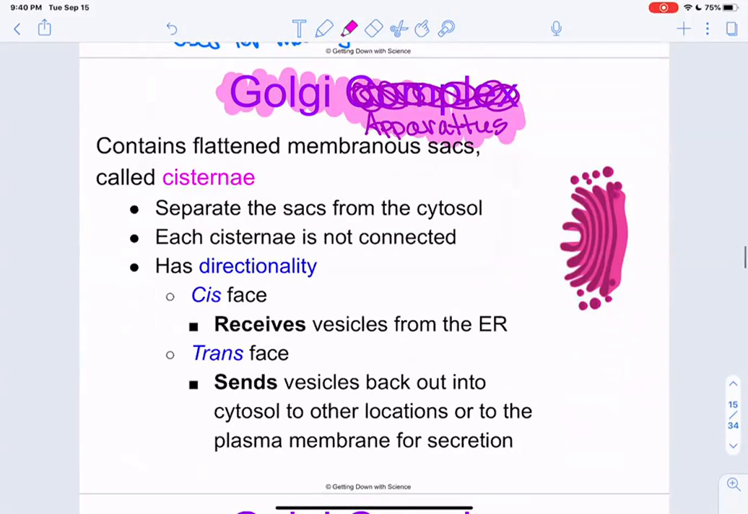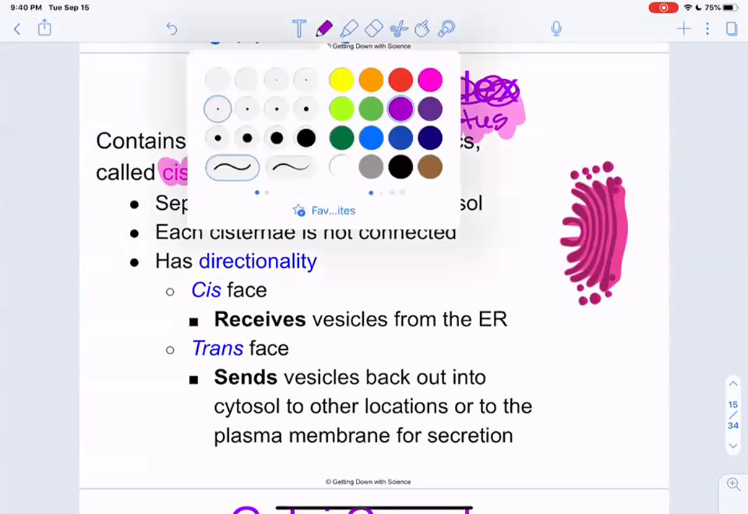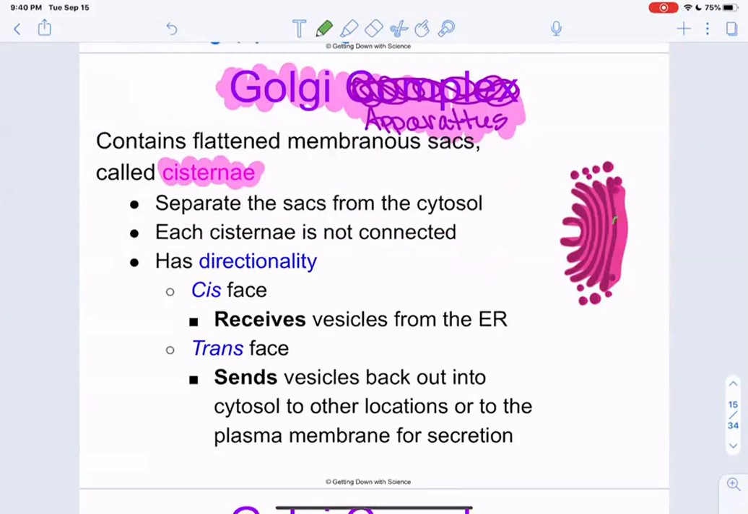What is it made out of? The Golgi apparatus is a bunch of flat membranous sacs that are called cisternae. And so the cisternae, key vocab word again, are these individual ones. So we see one, let's use a different color. Let's use green. We got one cisterna, two, three, 4, 5, 6. This number can vary from cell to cell, but they are the individual sacs.